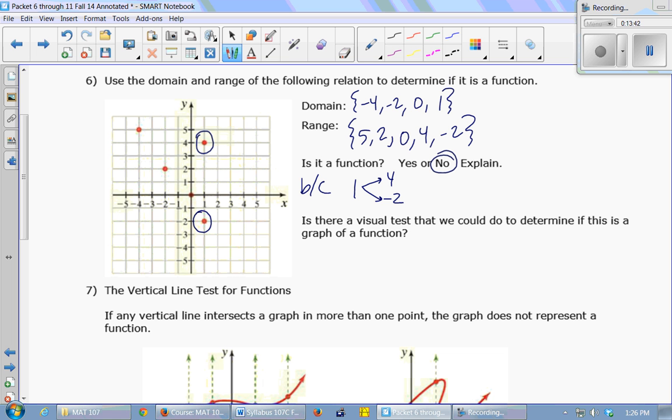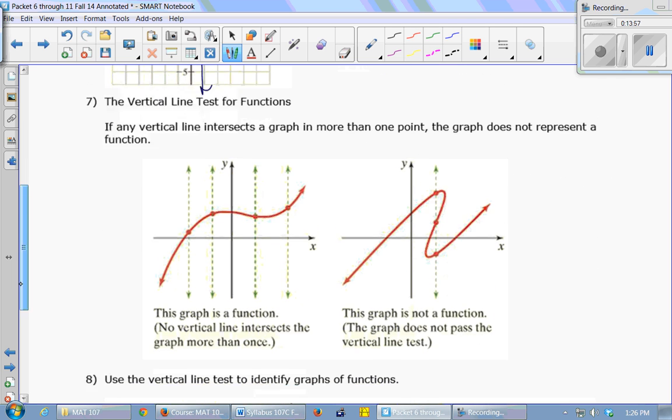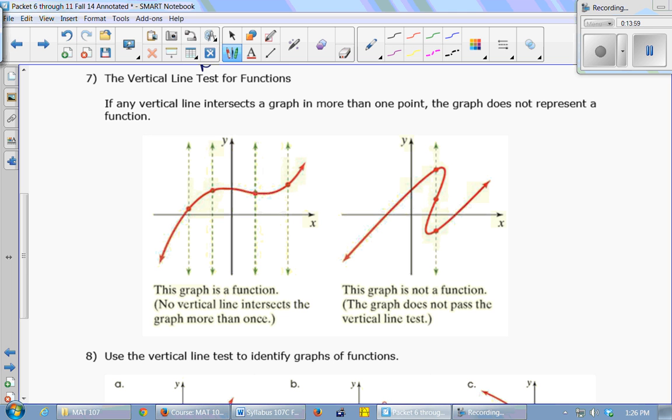Is there a visual way that you can tell right away that this is not a function? Yeah, these 2 points, the thing that made this not a function, lie on a vertical line. So this is something called the vertical line test. Many of you may have seen this before. If any vertical line intersects a graph in more than one point, the graph is not a function. So you imagine taking a vertical line, starting at the far left and sweeping it through the graph. If it ever hits more than one point, not a function.